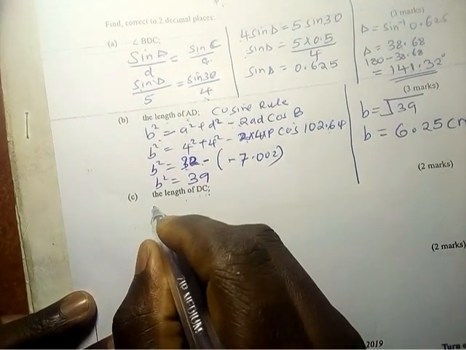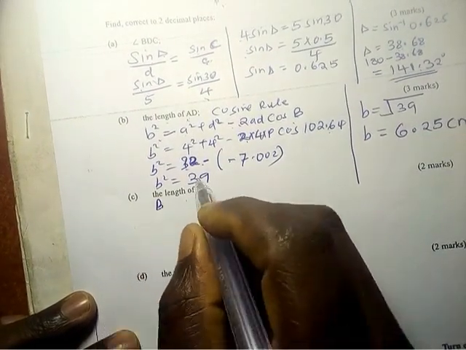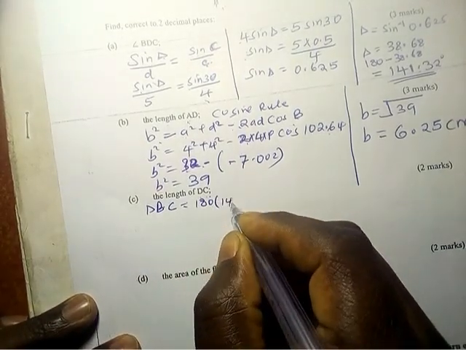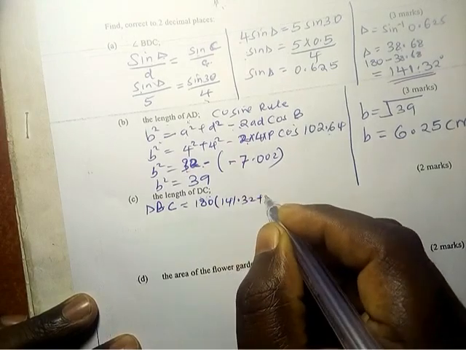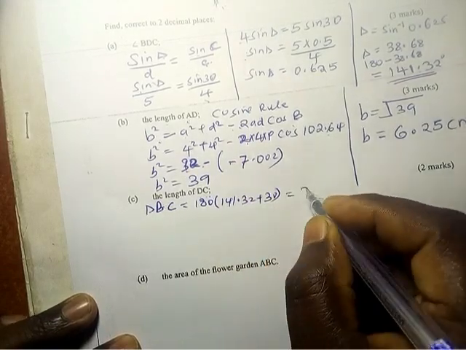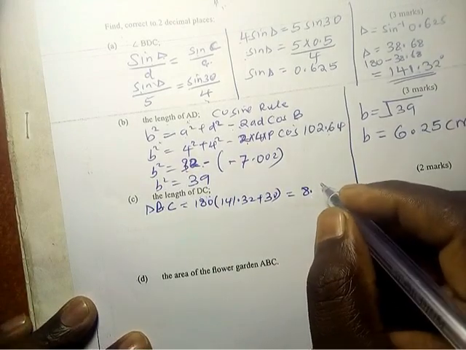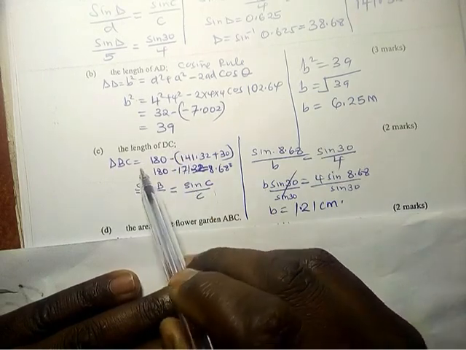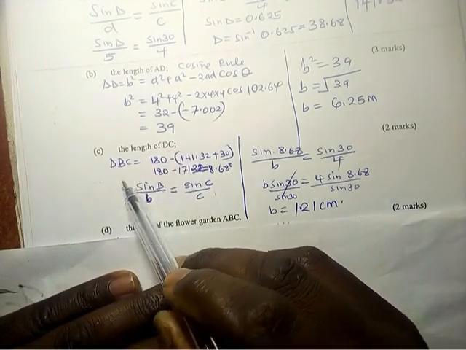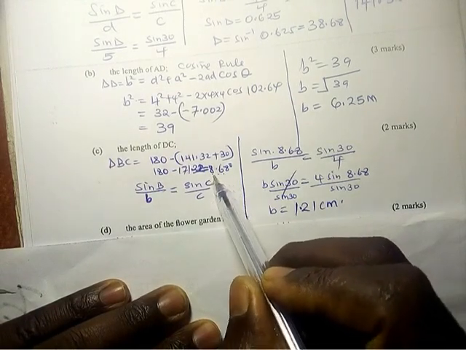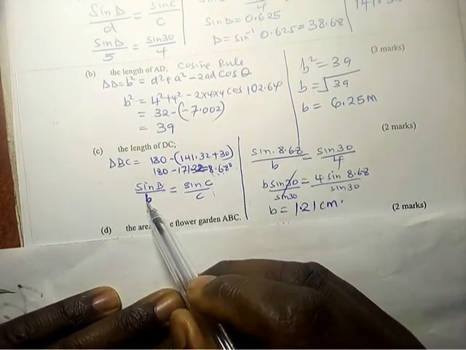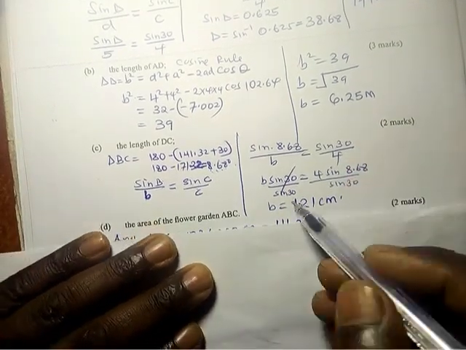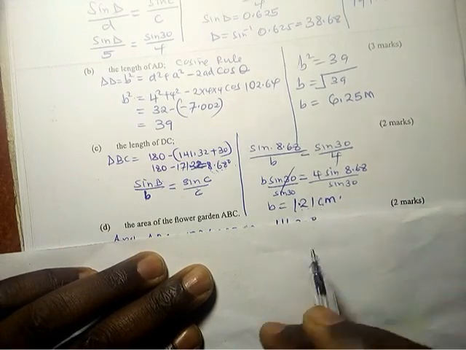So first, angle DBC equals 180 minus 141.32 plus 30. And that one gives us 8.68 degrees. So to get the length DC, we have said we have the angle DBC is 8.68. So we use the sine rule, sine B over sine this, sine C over that. We get that the length BC is 1.21 centimeters.